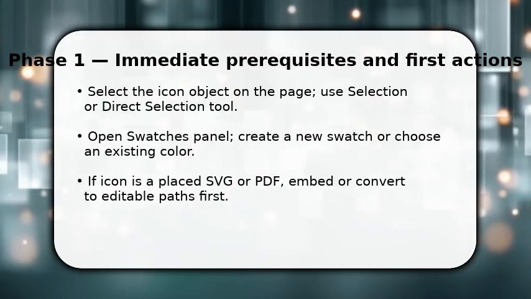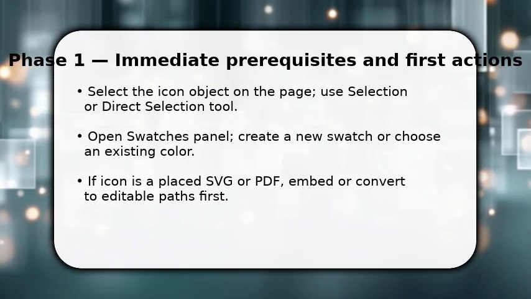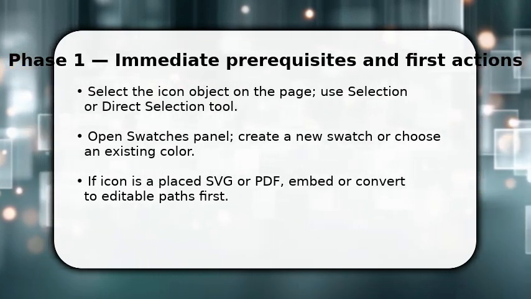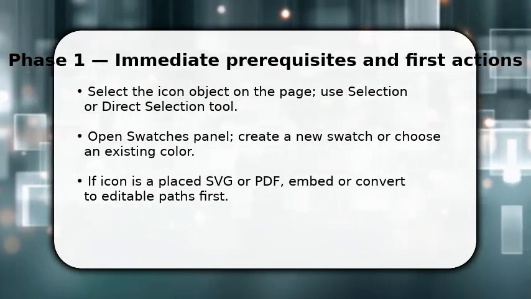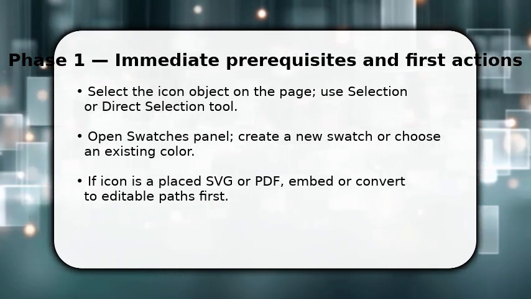You begin by selecting the icon itself. Use the selection tool and click it. Once selected, open the swatches panel and pick or create the color you intend to use.